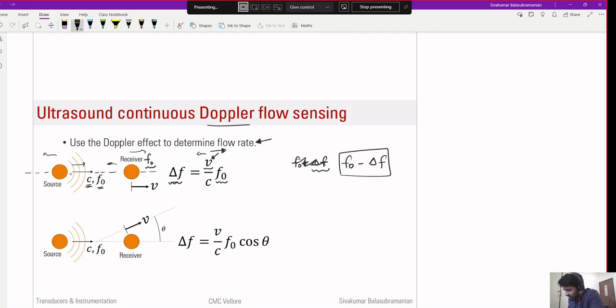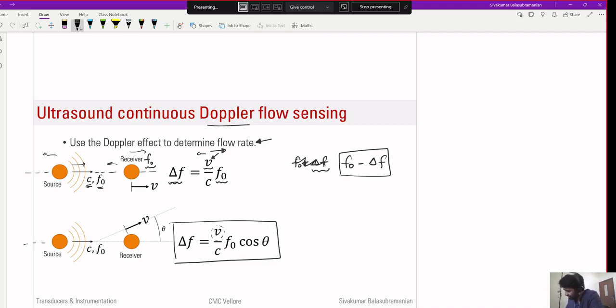Okay. So this is if both of them are moving along the line joining the source and the receiver. But if the movement is in some other direction, let's say the velocity is not pointed along this line, but some other direction, then what matters is the component of the velocity that is along this line. Simply v cos theta into f naught by c.